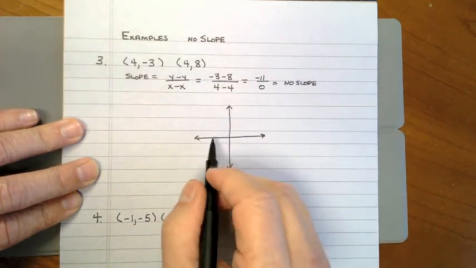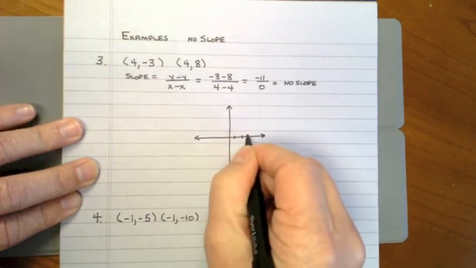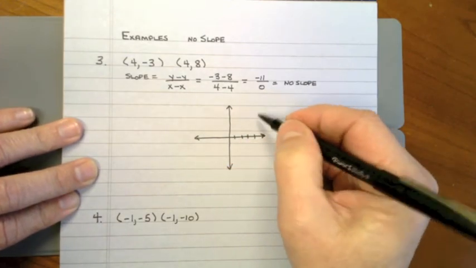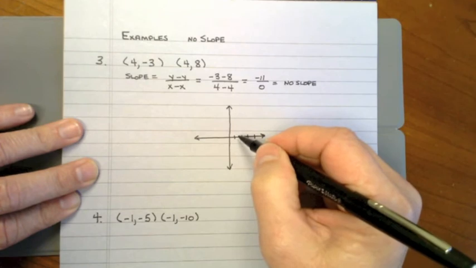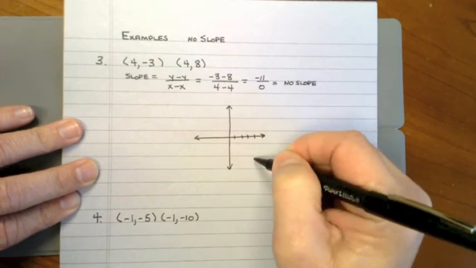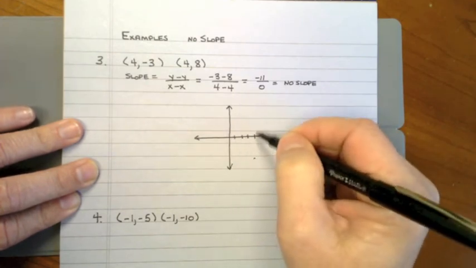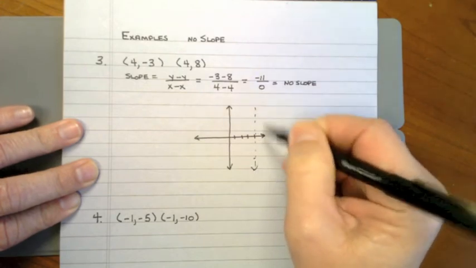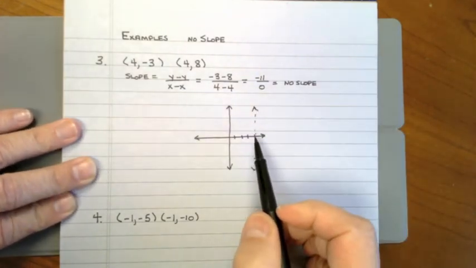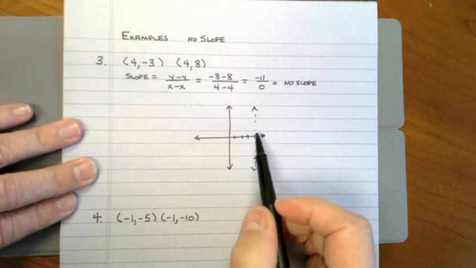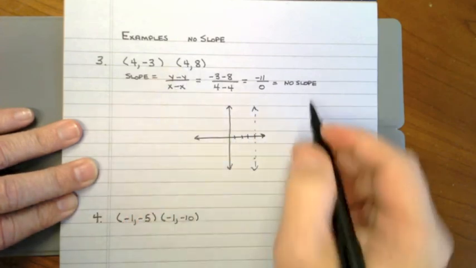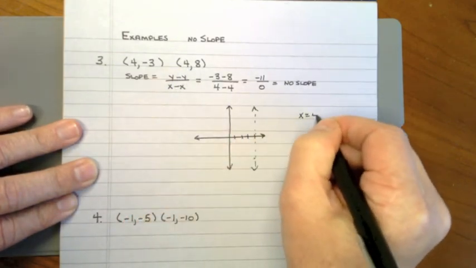Every point on this line, 1, 2, 3, 4, is going to have an x coordinate of 4 because I go over 4, 1, 2, 3, 4, down 3, over 4, up 8. It'll be way up here, but regardless, that's going to be a line that's going straight up and down. And what coordinate will all these points have in common? This x coordinate. You simply write down x is equal to 4.